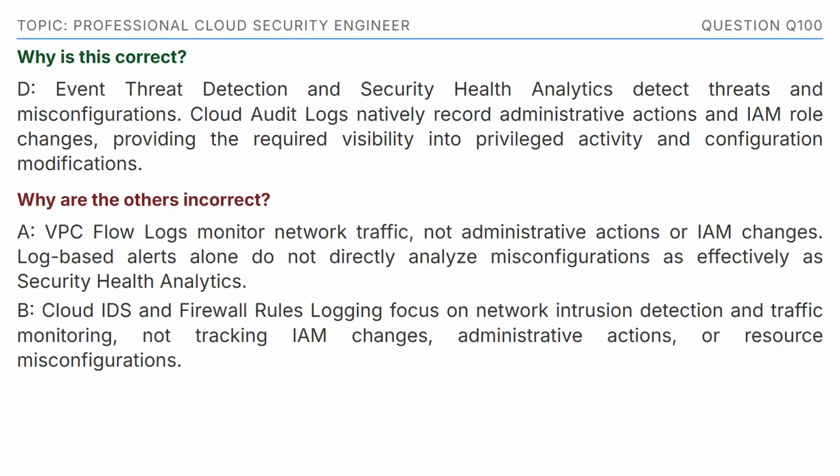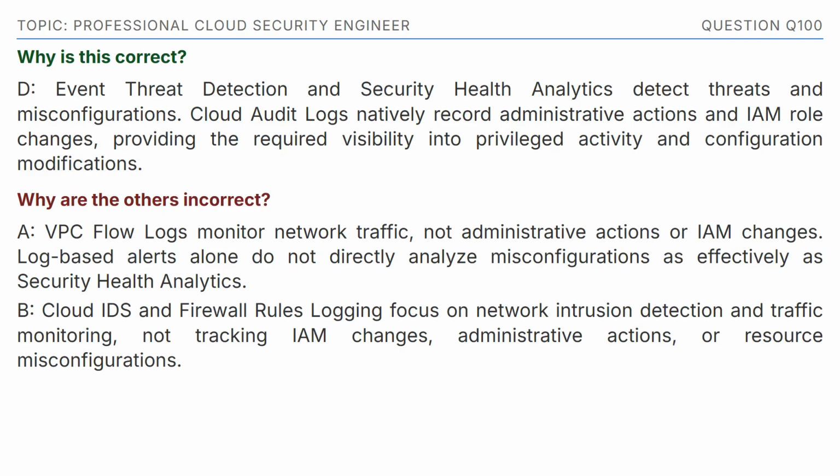Why is this correct? D. Event Threat Detection and Security Health Analytics detect threats and misconfigurations. Cloud Audit Logs natively record administrative actions and IAM role changes, providing the required visibility into privileged activity and configuration modifications. Why are the others incorrect?